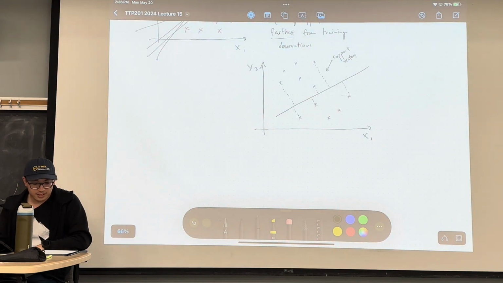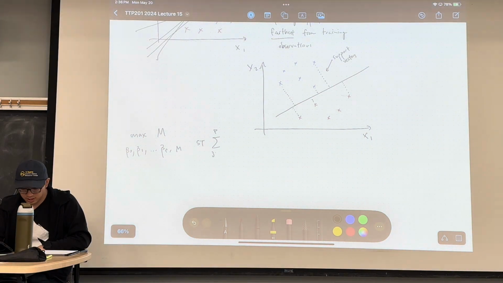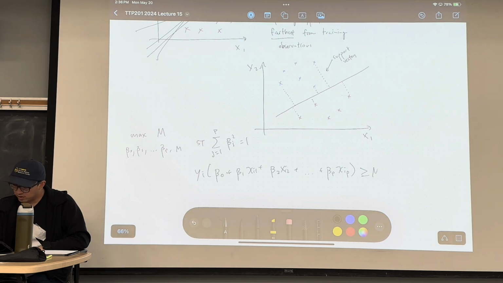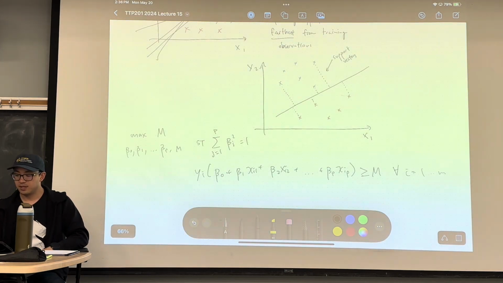Okay. So the math to do this, you just maximize M over beta 0, beta 1, through beta p, and M, such that the sum from j equals 1 to p of beta j squared equals 1, and y i times the hyperplane expression looks something like this, greater than or equal to M for all i from 1 to n.